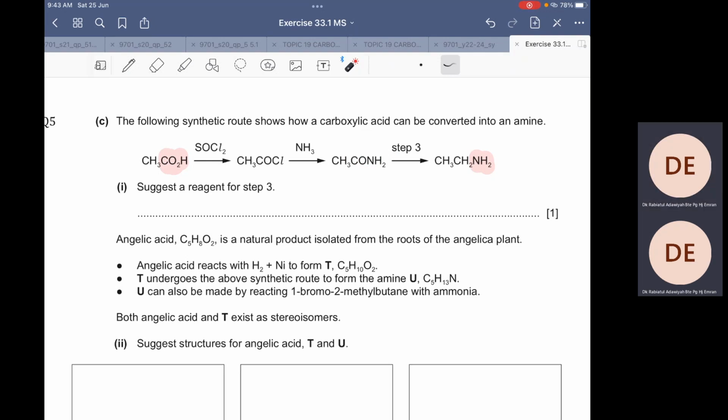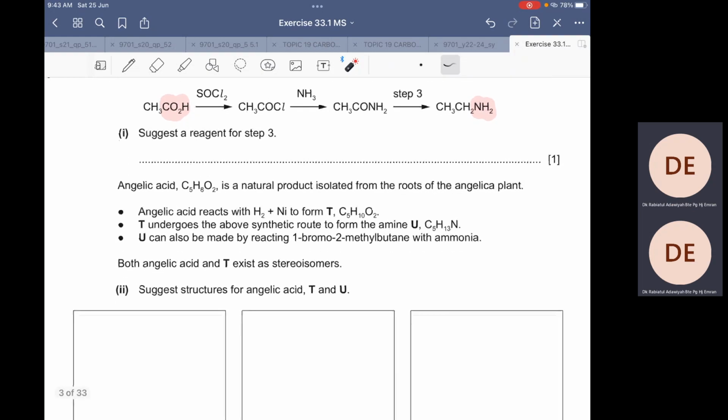Suggest a reagent for step 3. Okay, so for the reagent for step 3, you don't have to worry about that now because that will be covered in the next topic, and that is called the reduction of amides. Okay, so we'll skip that.